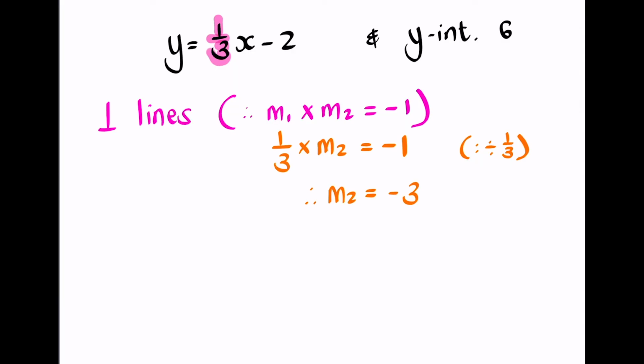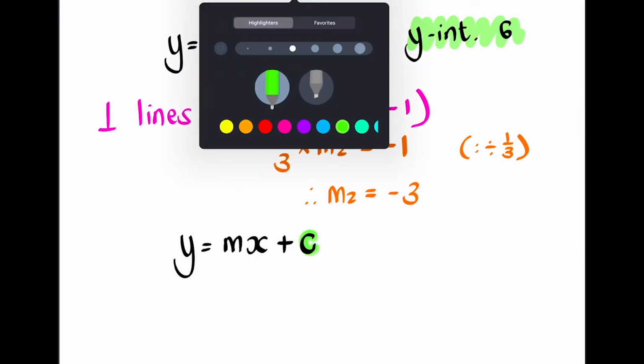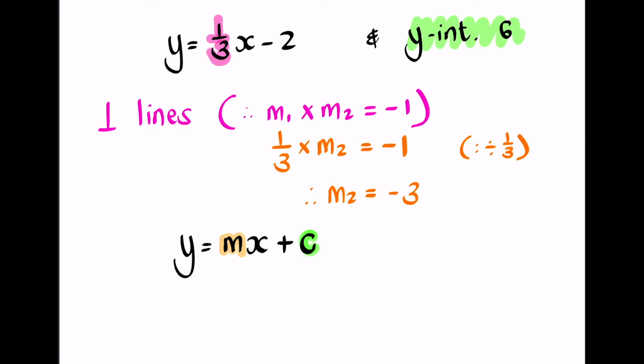So now I have the gradient being negative 3, and they gave me the y-intercept being 6. So I'm going to use the equation y equals mx plus c. C is the y-intercept, and the gradient is what I just determined because the lines were perpendicular. So therefore it means that y is equal to negative 3x plus 6.